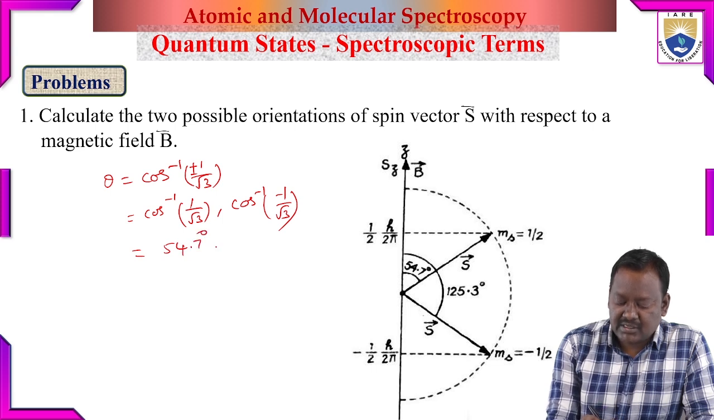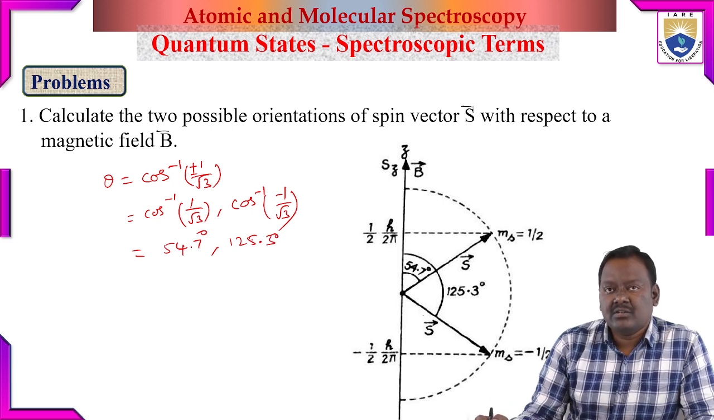So if we calculate these values, we will obtain 54.7 degrees. The second value is 125.3 degrees. So there are two orientations for spin of the electron. One is 54.7 degrees and the second one is 125.3 degrees. That is the angle made with the magnetic field direction.